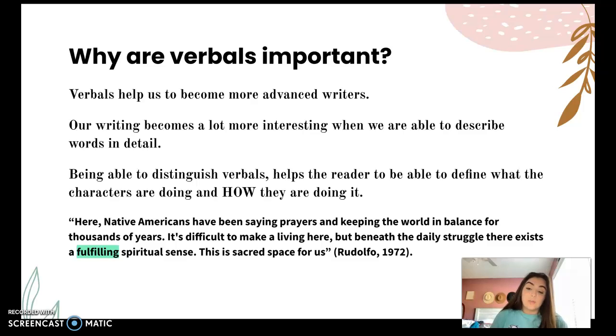I highlighted the verbal, which is the participle fulfilling. And in this sentence, just by this one word, fulfilling, we really get the sense of what this spiritual sense means to the Native Americans. It's very fulfilling for them, and it's such a sacred thing to them. Just by one descriptive word can really change the atmosphere of a sentence and the mood.